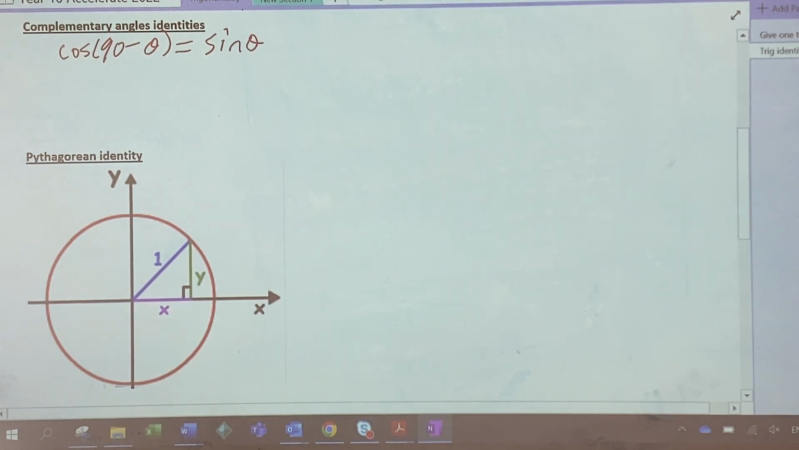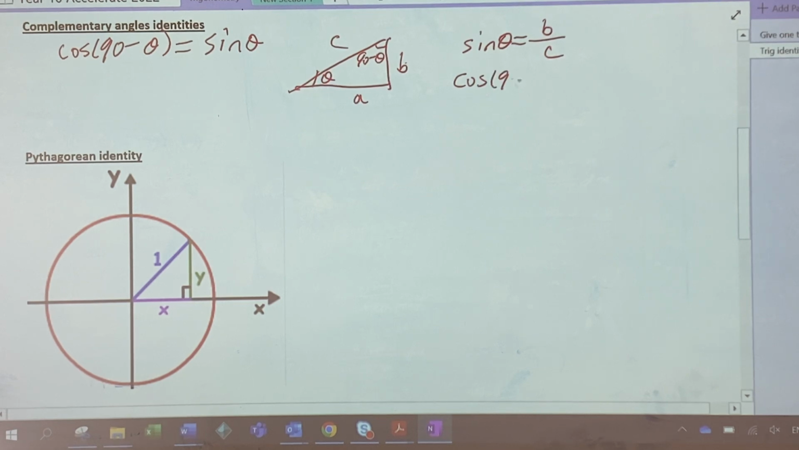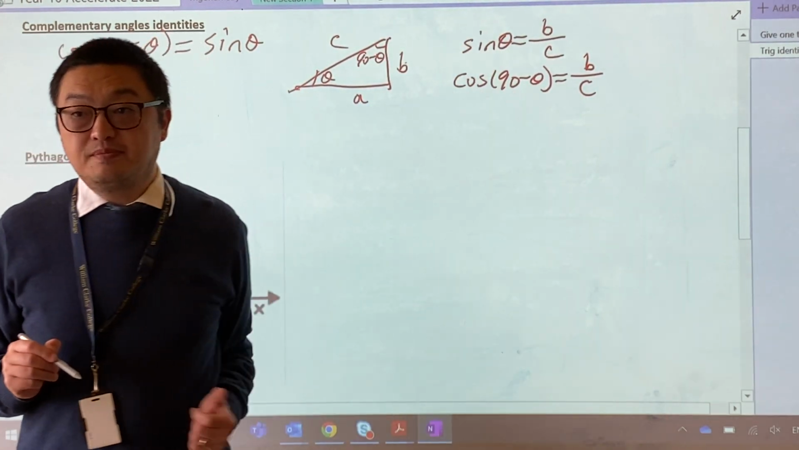Once again, if we put this into a right angle triangle, we can easily prove it. Let's say the triangle is A, B, C, with angle theta, and the other angle is 90 minus theta. Sine theta in this diagram is opposite over hypotenuse, right? So cos of 90 minus theta is also B over C, adjacent over hypotenuse. That's why we say these two are the same.